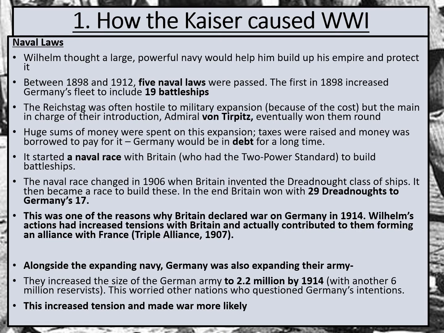But on top of that, Germany was also expanding their army. They increased the size of the army to 2.2 million by 1914. They had 6 million in reserves, people who were ready to go. And this worried other nations, in particular France, the neighbours, who were really worried about Germany's intentions. And of course, that also caused World War I.